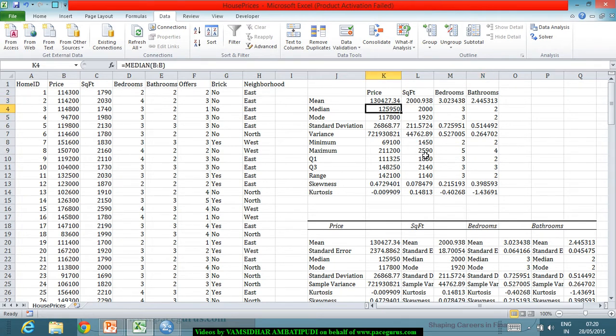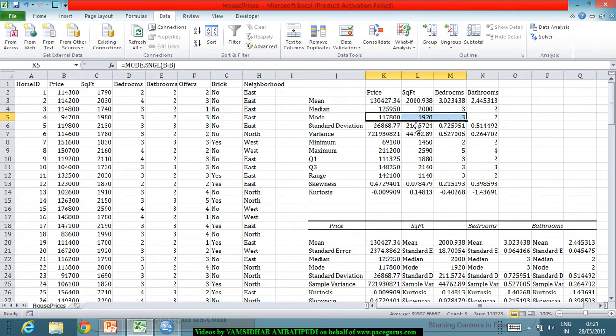Similarly, median is talking about if I arrange the prices in an ascending or a descending order, the 50 percentile element, the middle element, has a value of 125,950. So almost a middle value is around 125,950. Square foot wise around 2000, 3 bedrooms and 2 bathrooms is the median value.